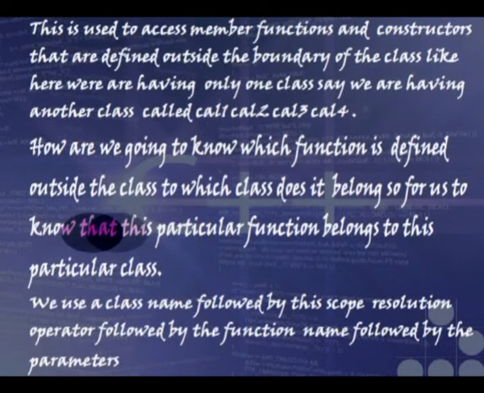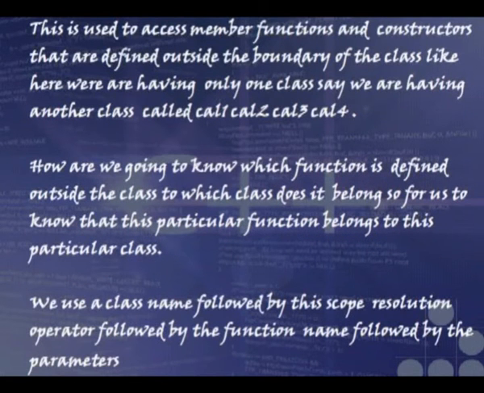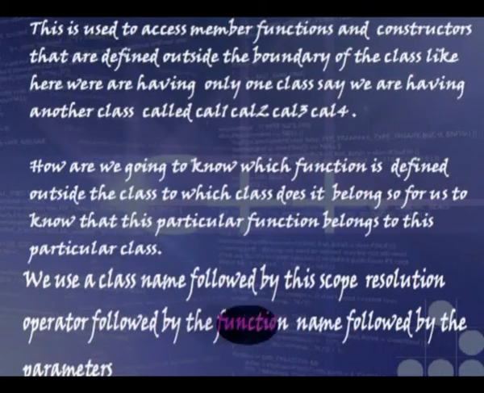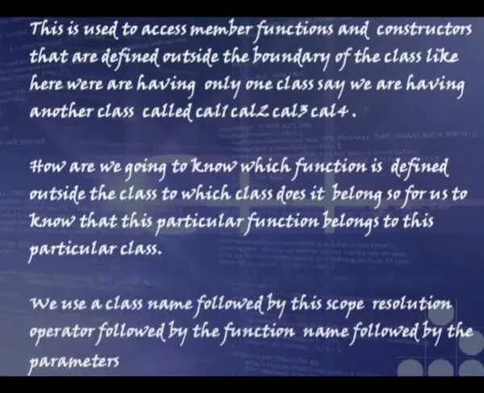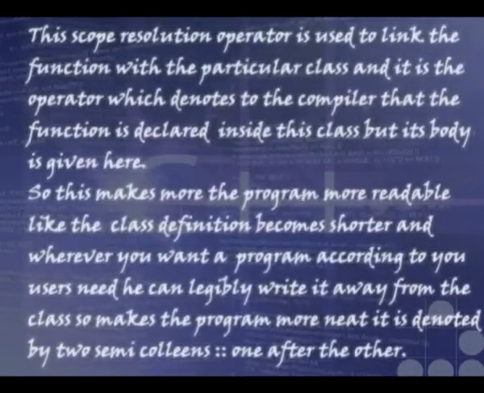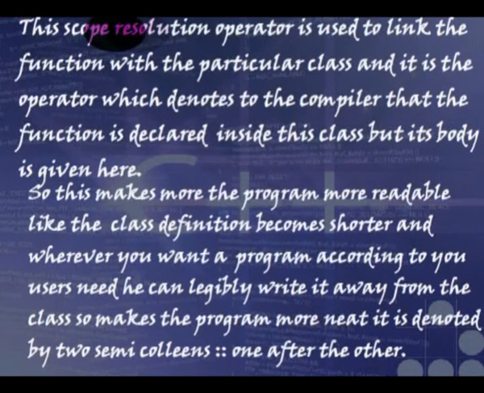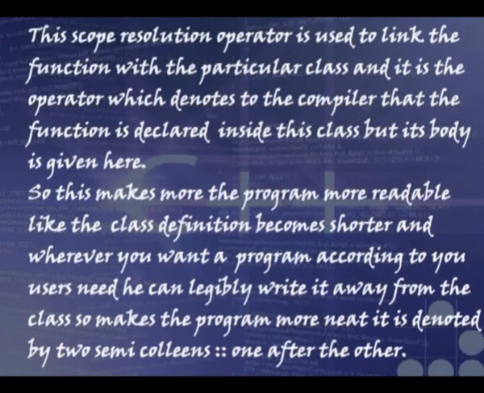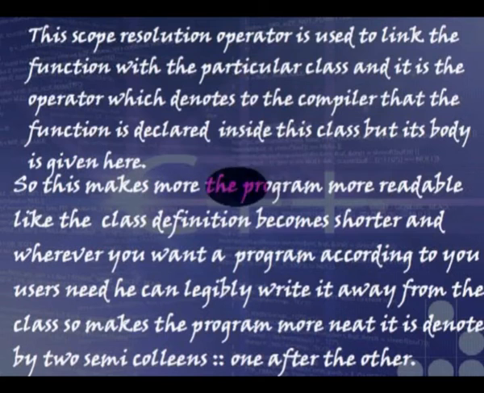So, for us to know that this particular function belongs to this particular class, we use the class name followed by the scope resolution operator followed by the function name followed by the parameters. So, the scope resolution operator is used to link the function with that particular class, and it is the operator which denotes to the compiler that the function is declared inside this class, but its body is given here. So, this makes the program more readable, like the class definition becomes shorter, and wherever you want, according to your user's need, he can legibly write it away from the class. So, it makes the program more neat. It is denoted by 2 colons, one after the other.